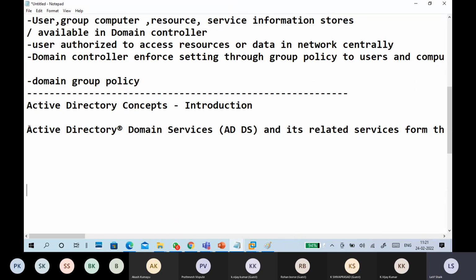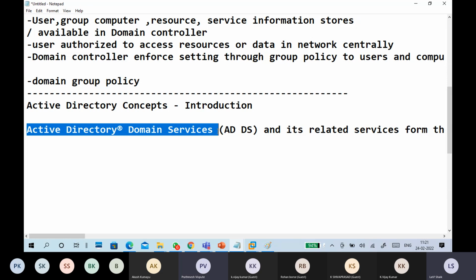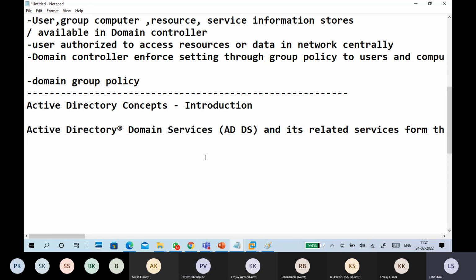What is Active Directory? Now the name is Active Directory Domain Services. In the earlier days, in the Windows NT time, we didn't have Active Directory. The Active Directory hierarchical structure was not there. It was just a domain. The domain controller concept was there, but we didn't have an Active Directory database.